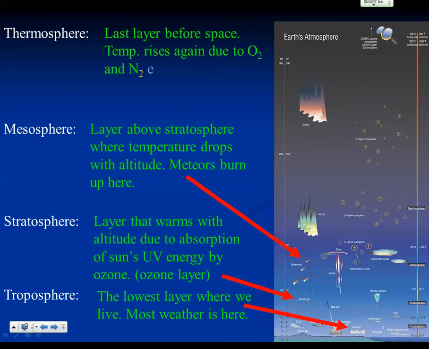The last layer before space, the thermosphere. And once again, temperature rises again due to oxygen and nitrogen energy absorption. This is primarily the reason for the auroras: the solar energy during times of peak solar activity strikes these molecules and excites them, and as they give off their energy they release photons of light, and it's really pretty. So these are our layers.